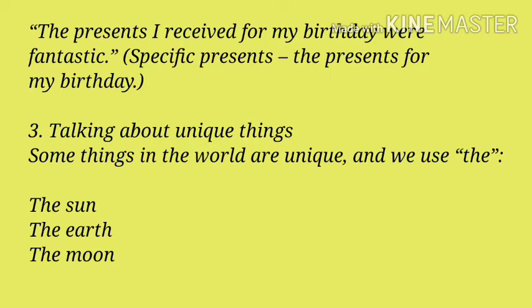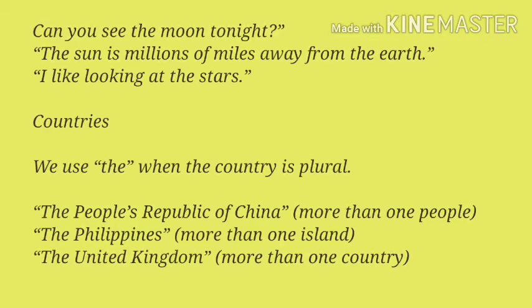Talking about unique things, which are only one or which are unique in this world or in the whole universe. Some things in the world are unique and we use the with them. For example, the sun, the earth, the moon. Here you see these things are unique in the world. That's why we are using the with these things. For example, can you see the moon tonight? The sun is millions of miles away from the earth. I like looking at the stars.